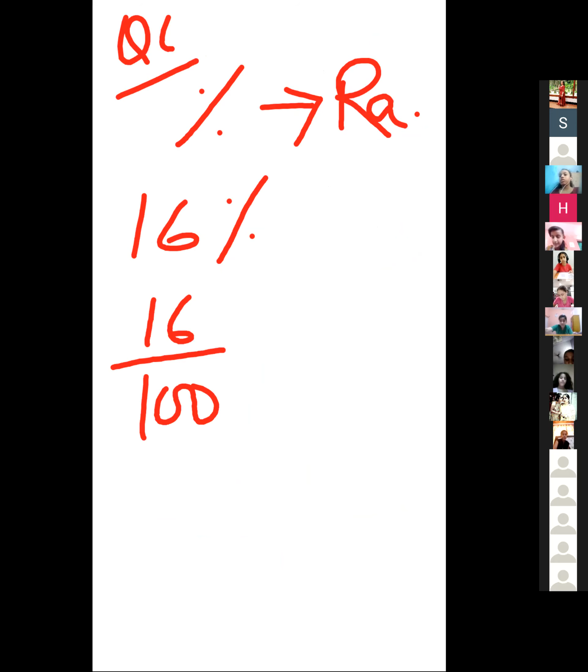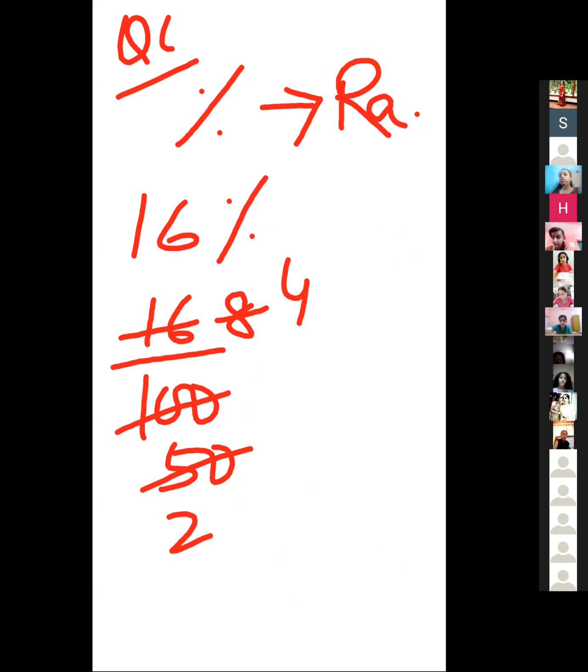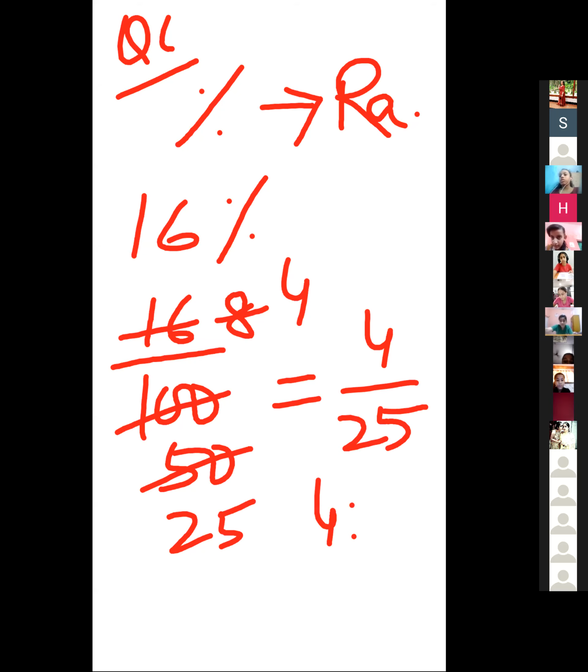Now you have to cut it. 2 8s are 16. 2 50s are 100. 2 4s are 8. 2 25s are 50. So what is your answer in the fraction? 4 upon 25. So how do you write it in the ratio? 4 ratio 25. This is your answer. Very good, girls. Means you understood.